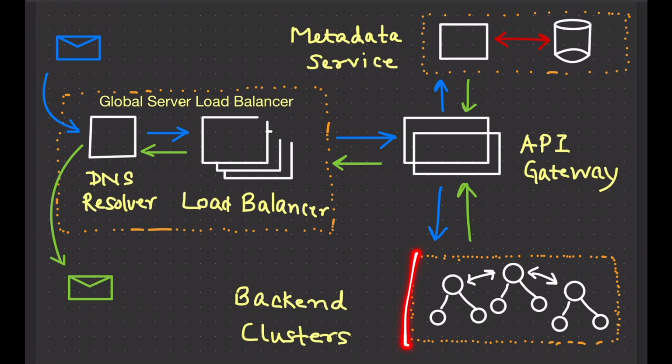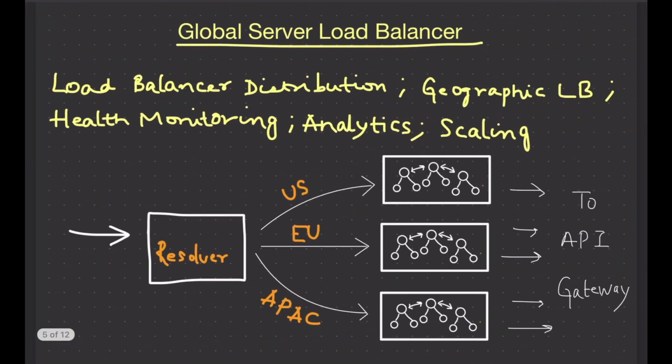And then the main component of our system is these backend clusters. These are scalable nodes, geographically distributed, which hold the messages coming for the different queues, and it's a highly scalable system, and it has some special characteristics which we're going to see once we get deeper into our backend clusters. So let's have a look at the first component, which is the global server load balancer.